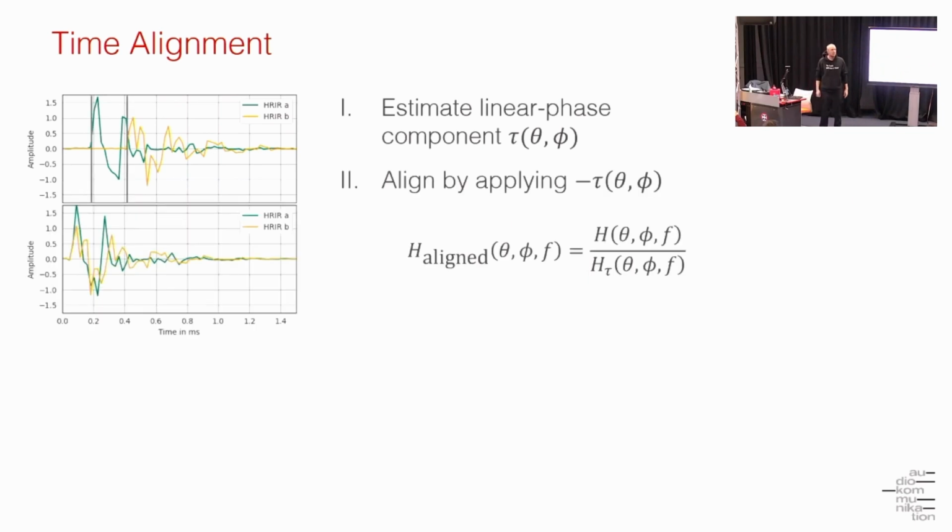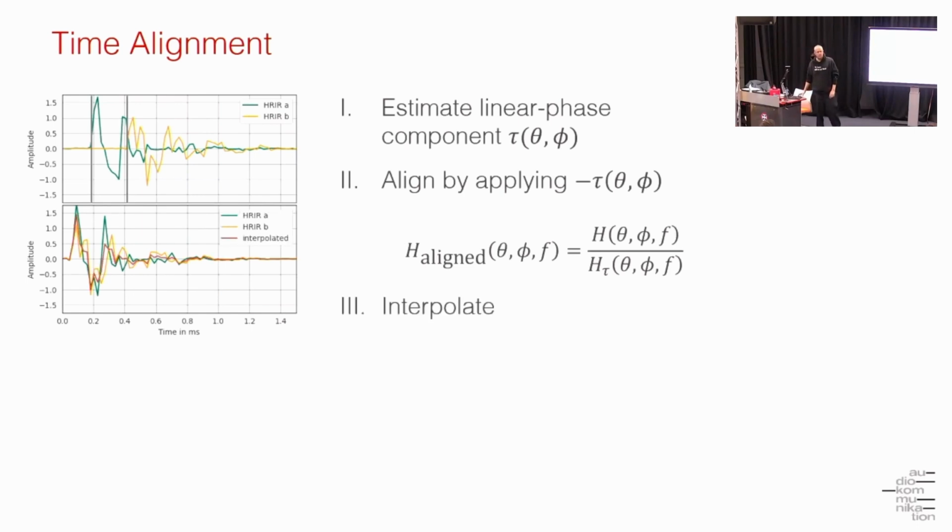In the next step, we would do the alignment, and in all cases you can think of this simply as a spectral division of the HRTF by a transfer function representing the inverse delay. Now, if we're using spherical head models, these transfer functions are directly obtained from the model. If we are estimating only the delays, we have to design these transfer functions, but that can be done, for example, as fractional delay filters.